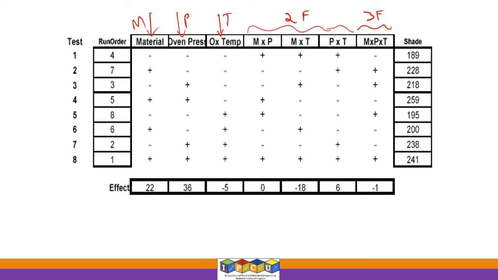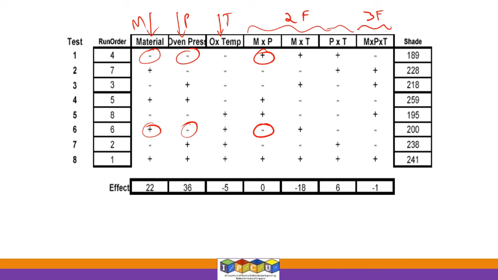So how do you get this column M times P? You take M and you take P, minus and minus. You multiply minus and minus because it is M times P, the interaction. Minus into minus is plus, so you get a plus there. If you take this particular row, M is plus, high, that means material B, oven pressure is low, so plus and minus, so M times P will be plus multiplied by minus, will be minus. That is how you fill this column.